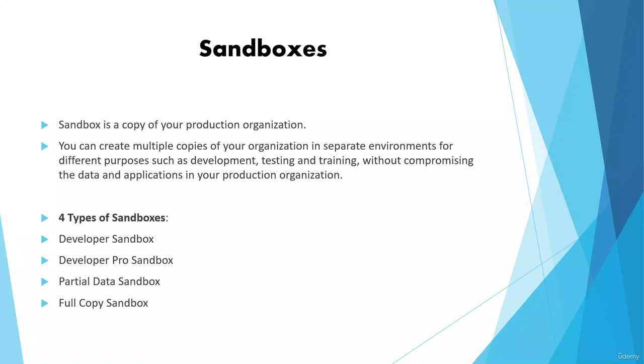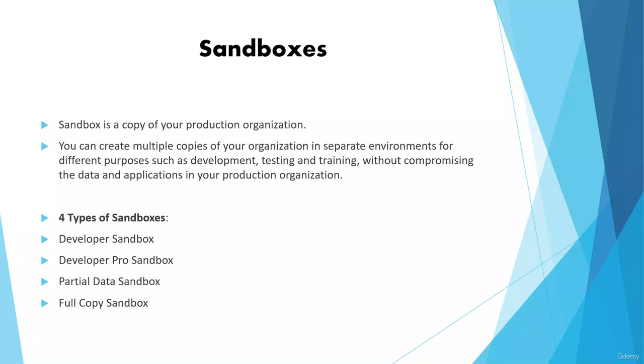Partial data sandbox. A partial data sandbox is a developer sandbox plus the data you define in a sandbox template. It includes the reports, dashboards, books, products, apps, and customizations, including all of your metadata. Additionally, as defined by your sandbox template, partial data sandboxes can include your organization's standard and custom objects, records, documents, and attachments up to 5 GB of data and a maximum of 10,000 records per selected object.